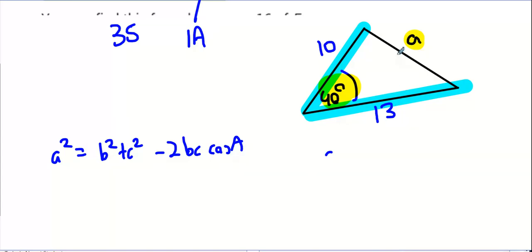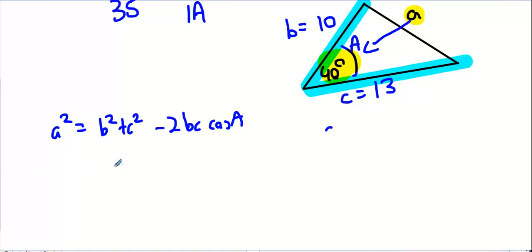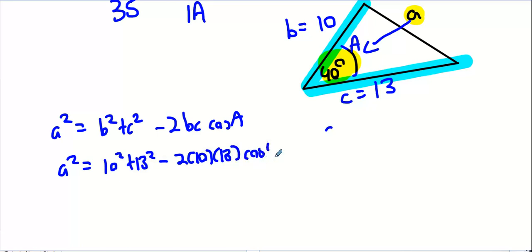Ready? Now, if that's small a, what's large A? 40. Does it matter which ones are B and C? Doesn't matter. Somebody can call this one B and this one C, or somebody could change the two of them around. It doesn't matter. All right, let's fill in your formula. So what do you get here? Go on, Adam. a squared equals? 10 squared plus 13 squared, minus 2 times 10 times 13, cos 40.